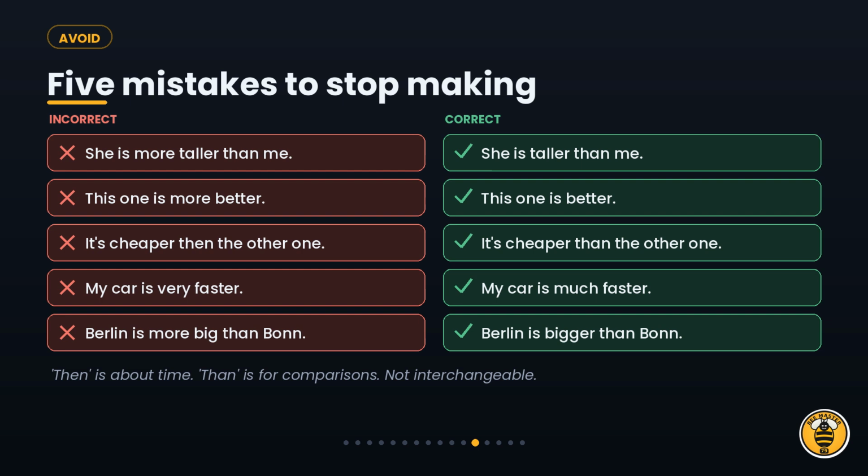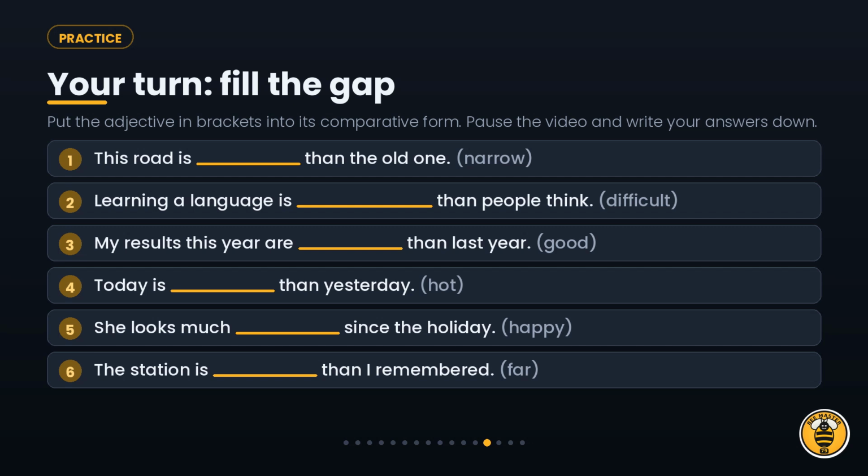Right. Let's put all of this to work. A second voice is going to read you 6 practice sentences. Here are 6 sentences. Put the adjective in brackets into its correct comparative form. Pause the video now and write your answers down.